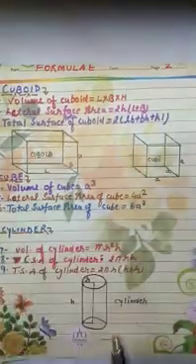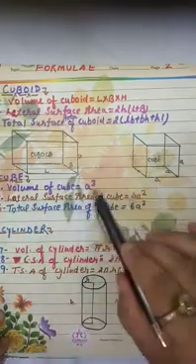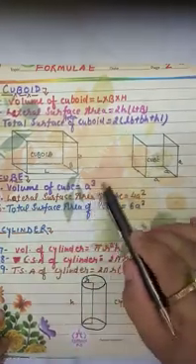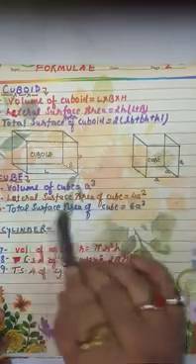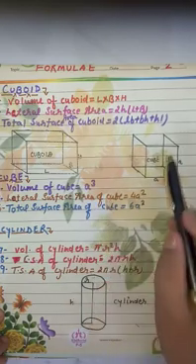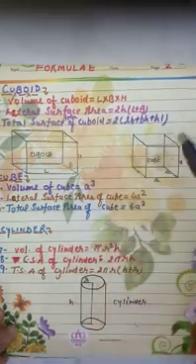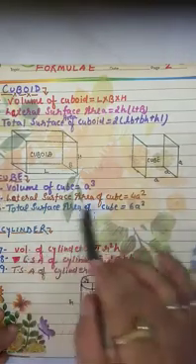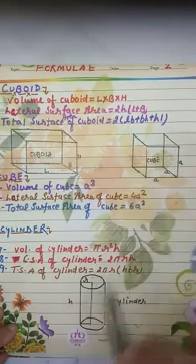Now come to the cube. Class, volume of cube, side cube or a cube. The lateral surface area of cube. Lateral surface area of cube, again the area of four walls of a cube excepted top or base. So lateral surface area of cube is 4a square. Total surface area of cube is 6a square.